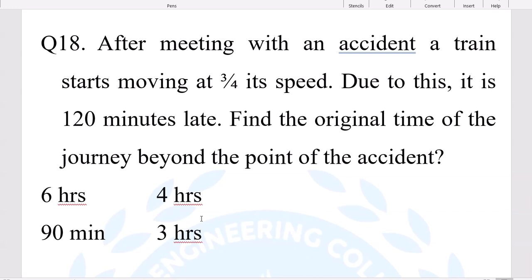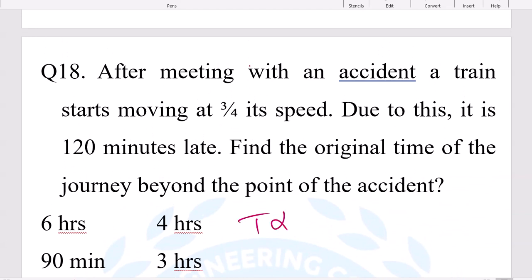Now, can anyone give the answer for this question? Without using pen and paper, seeing the question, you can do this one actually. 90. Okay. See, what is the relation between time and speed, when distance is constant? With accident or without accident, the distance traveled should be the same. Distance is constant, fixed. Now, what is the relation between time and speed? Time and speed are inversely proportional. More speed, less time. Less speed, more time.